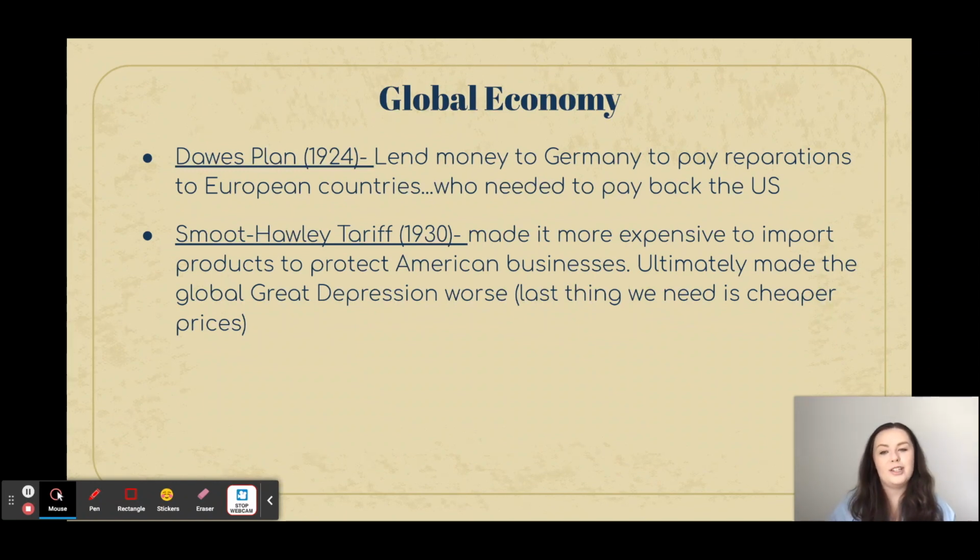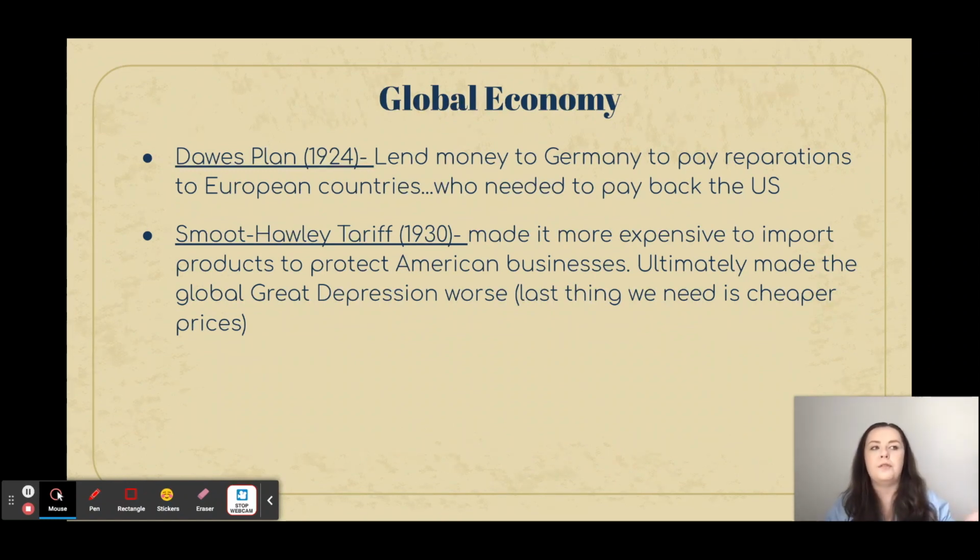We also have the Smoot-Hawley tariff, which could have helped, especially the agricultural industry. So a tariff is a tax. We make it more expensive to have goods come in from Europe because we're trying to protect things that are made in America.